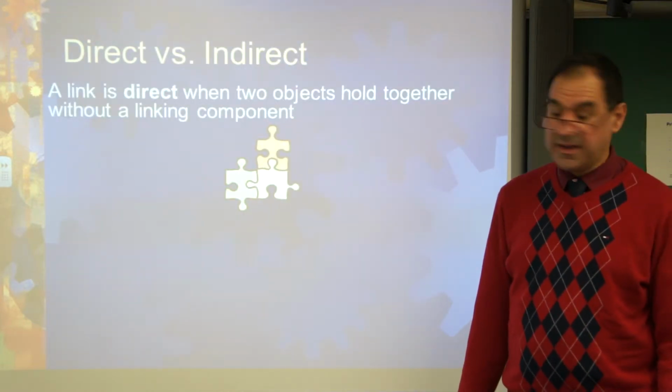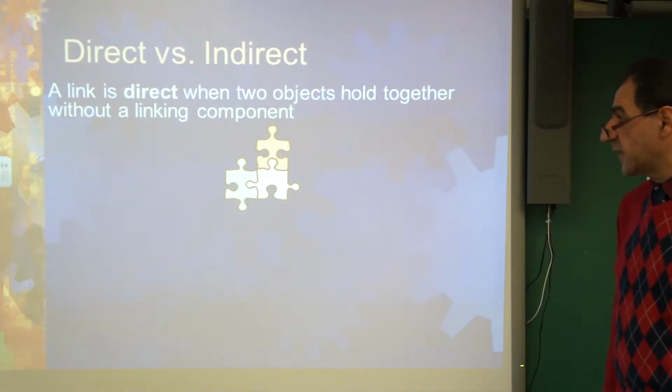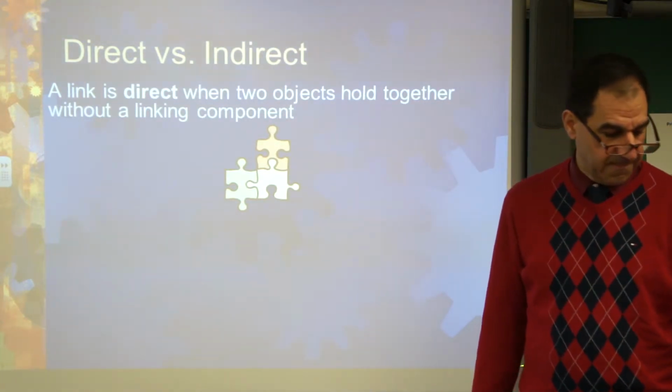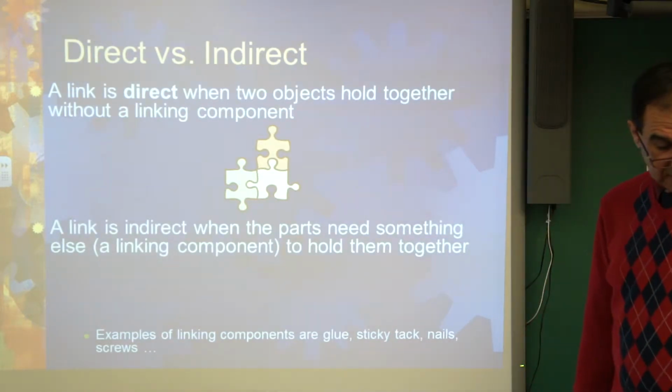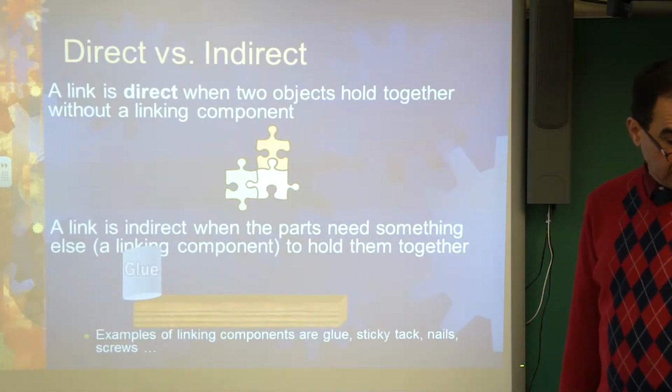Direct versus indirect. A link is direct when two objects hold together without a linking component. A link is indirect when the parts need something else, a linking component, to hold them together.